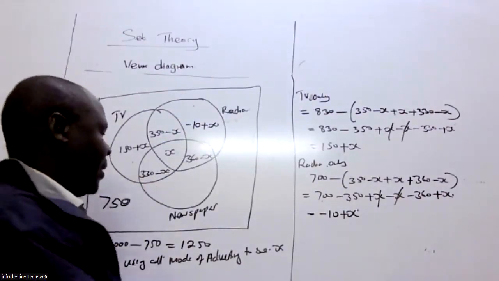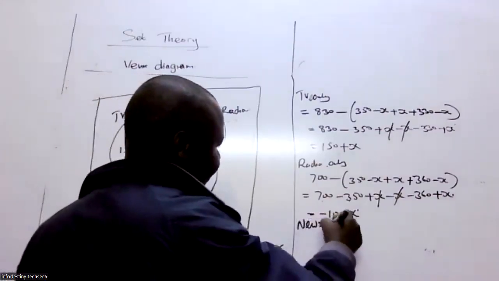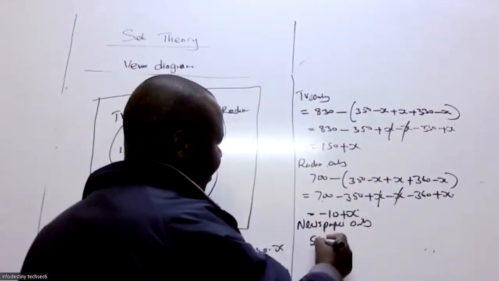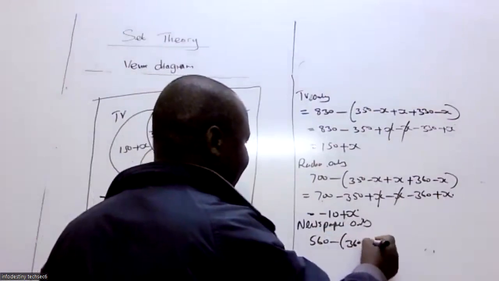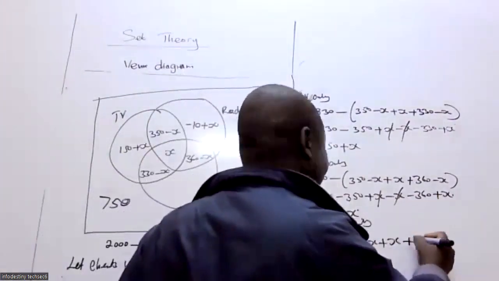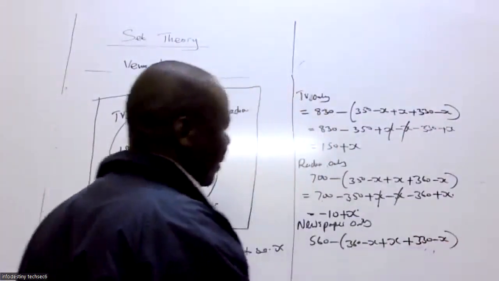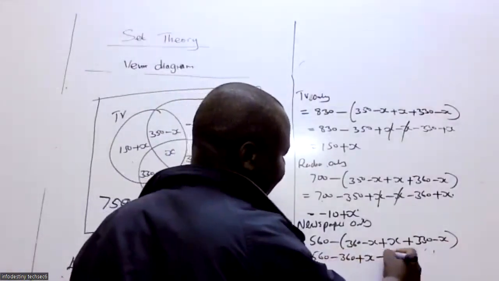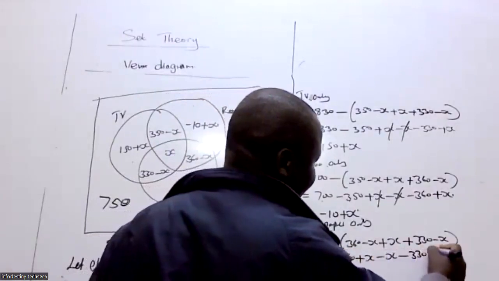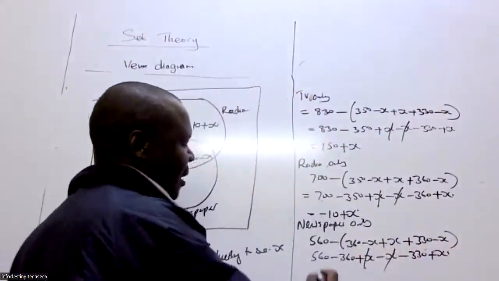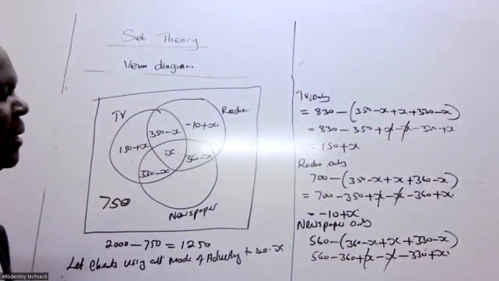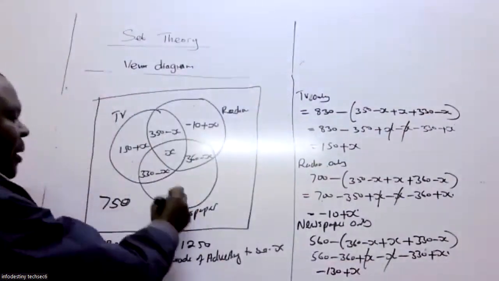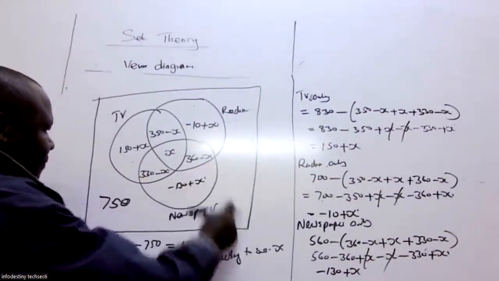Now we go to this one, newspaper only. We said 560 minus, in brackets, 360 minus X plus X plus 330 minus X. We open the bracket. That's going to be 560 minus 360 plus X minus X minus 330 plus X. This one will cancel. So 560 minus 360 minus 330 is negative 130 plus X. You're together?